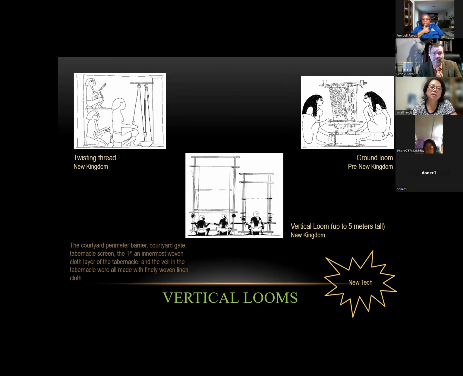Also, a new technology in the early 18th dynasty were these vertical looms, up to 5 meters tall, allowing them to make very, very long tapestries. Of course, the perimeter barrier is very, very long, and so it's 100 cubits on each side and 50 on both sides. So it's a lot of cloth. And they did all this embroidery, they did all this weaving, everything at Mount Sinai. We know that from the text itself.